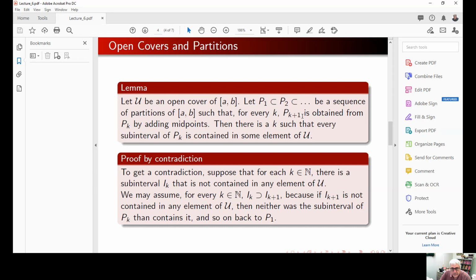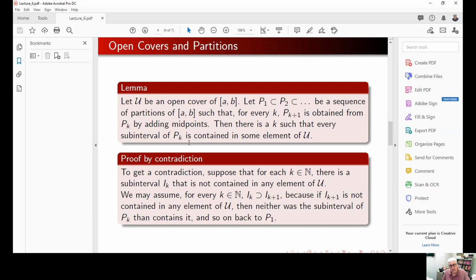We're just taking our knife and chopping it up like you're chopping up carrots or something. Then there is a k such that every subinterval of Pk has to be contained in some element of script U. So regardless of how small the elements of script U are, we will be able to find one of these Pk so that everybody is in one of these guys. It doesn't take buddies to cover them up; one of the sets is enough to cover any particular subinterval of Pk.